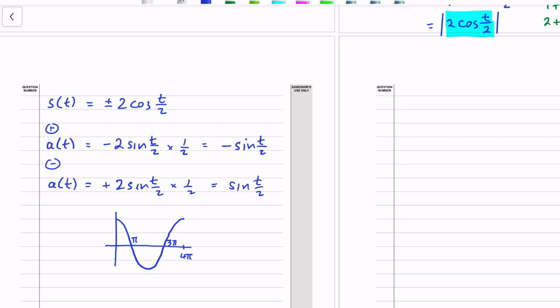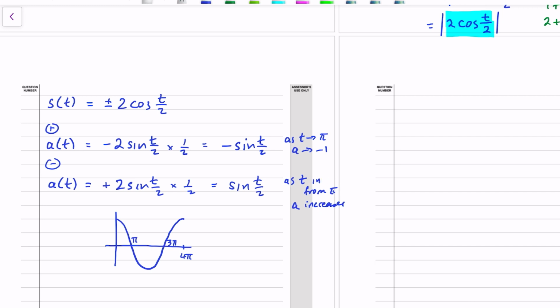The acceleration formula, the top one, approaches negative sine of pi over 2. Okay, and that's negative 1. So as t approaches pi, a approaches negative 1. And then the other one, as it leaves pi, as t, I'm not going to say approaches pi, but increases from pi, the acceleration, I think, increases.